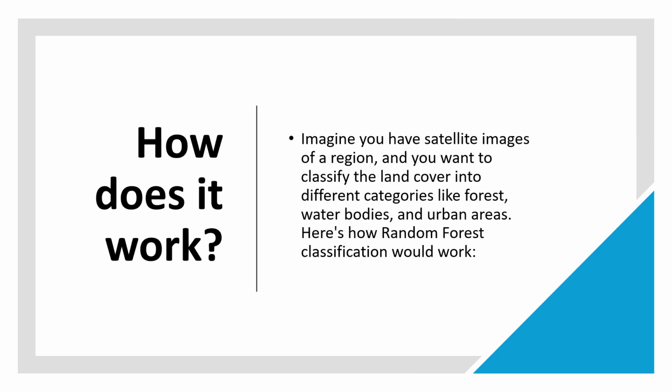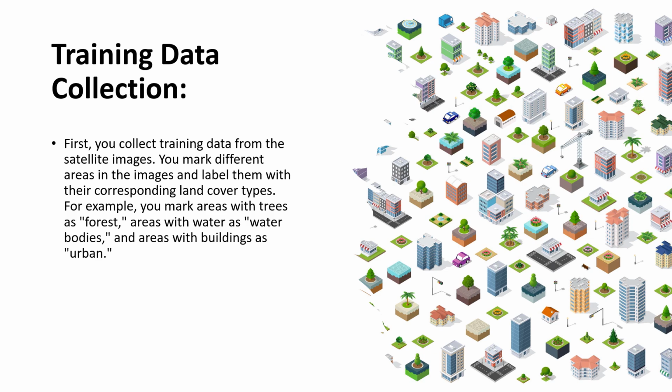Imagine you have a satellite image of a region and you want to classify the land cover into different categories like forest, water bodies and urban areas. Here is how random forest classification would work. The random forest does not work like getting the signature of that file. It may be noted on the texture of that file or something that is randomly classified, meaning the random data will be linked with that pixel that we are classifying.